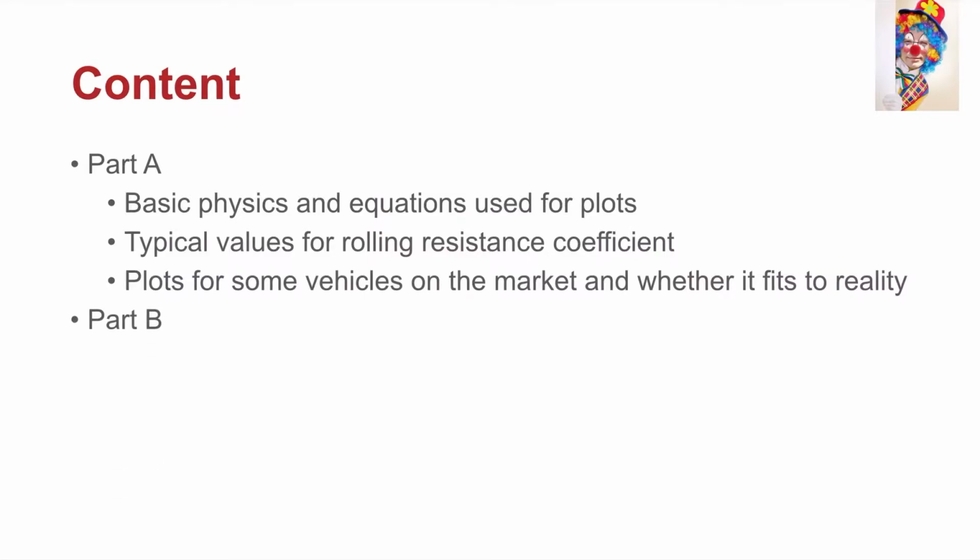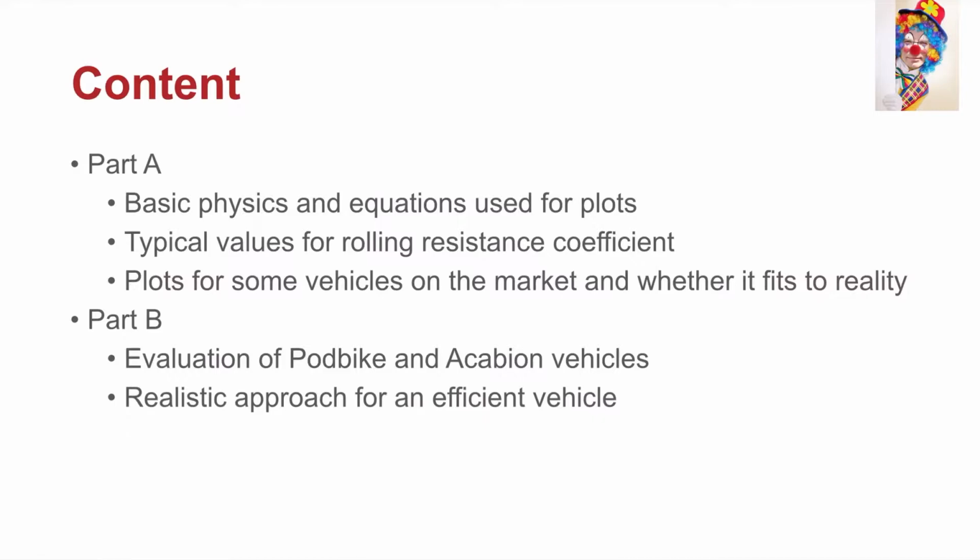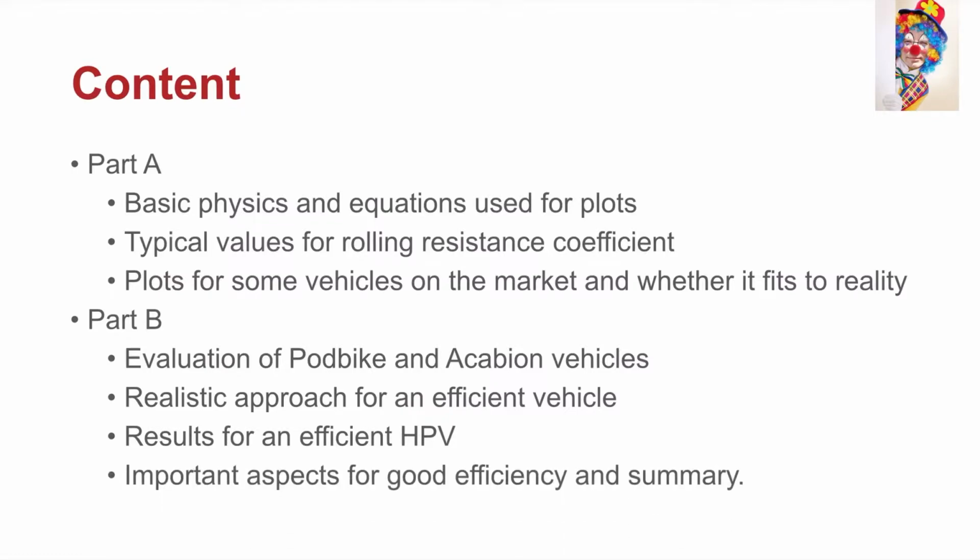In part B, we have then the evaluation of the pod bike and Acabian vehicles. We try to have a realistic approach for an efficient vehicle. We are looking at results for an efficient HPV, so a human-powered vehicle. And the last thing is here important aspects for good efficiency and a summary.